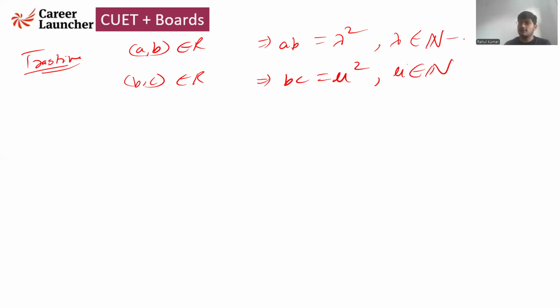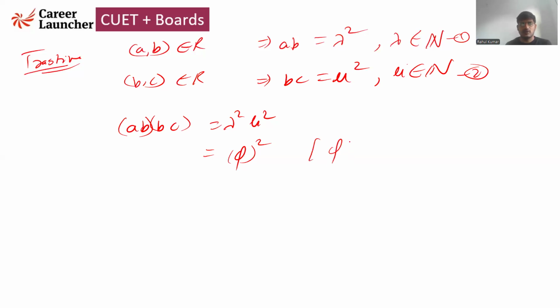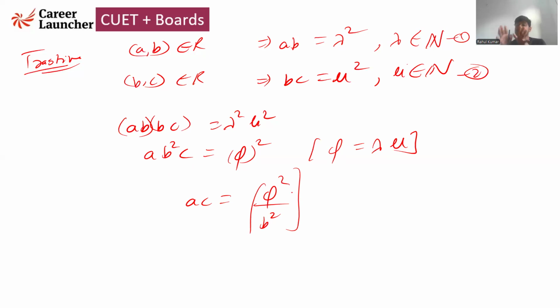Now when I multiply the first equation with the second equation, what will I receive? Just multiply them, that is the best part. AB times BC, you will get lambda squared mu squared. You can say phi squared, where phi is lambda times mu. Now we have AB squared C, which means AC is phi squared divided by B squared. It is a perfect square and it is a natural number.